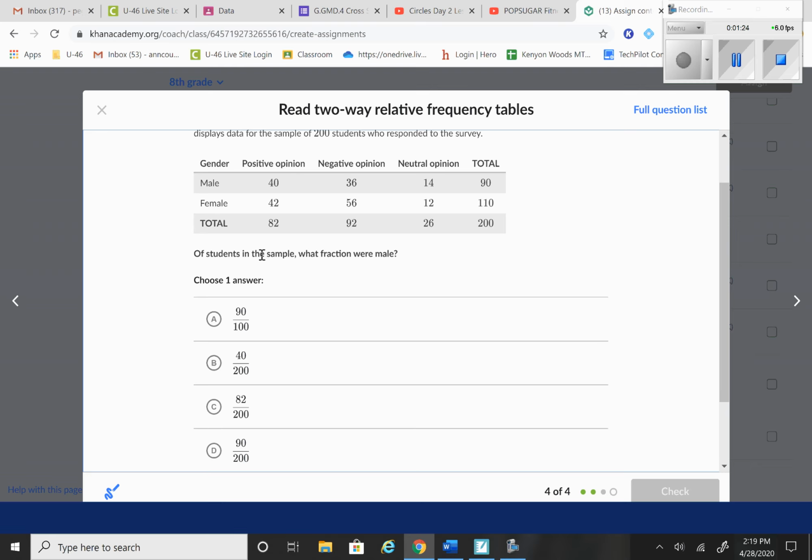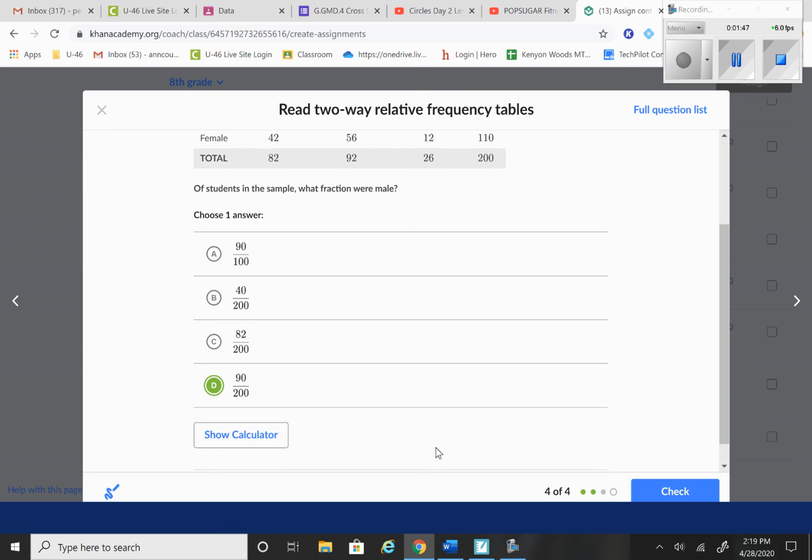It says here, of the students in the sample, what fraction were male? So you can see that, trying to find male, there it is, here we have male, total 90 male students out of a total of 200 students. So what fraction were male? 90 out of 200 were male. So I'm going to go ahead and click this one. Fingers crossed I got it right, guys.